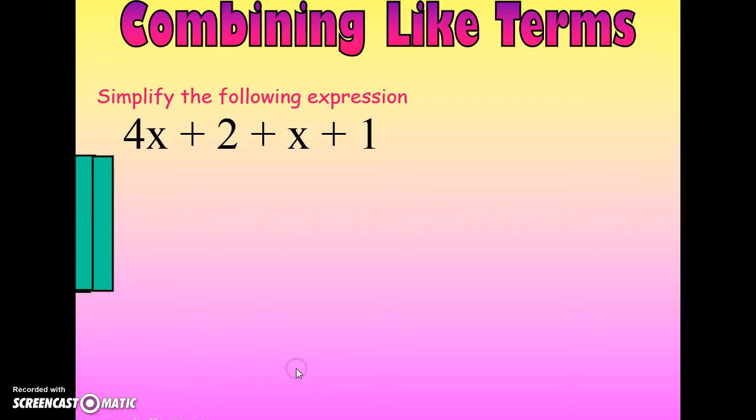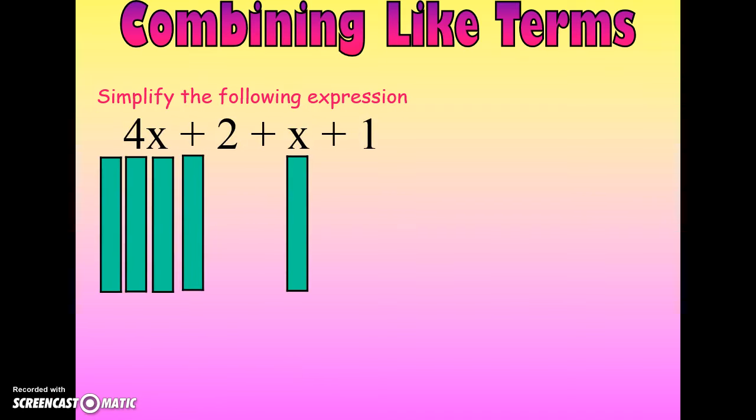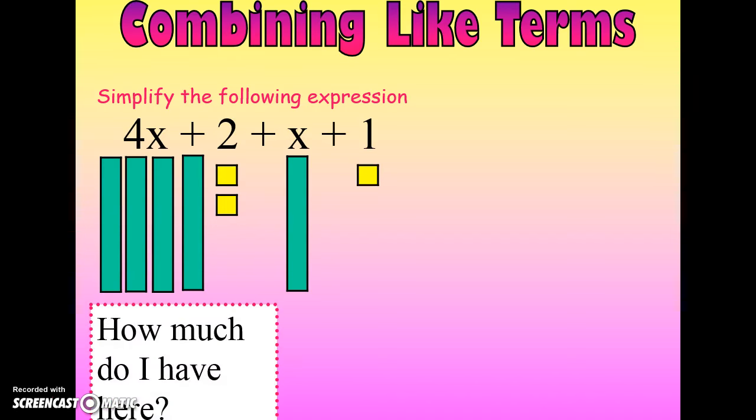Simplify the following expression. So we have 4x plus 2 plus x plus 1. So up to this point, we know our x's are represented by these green rectangles. What we're going to do for our constants, we're just going to go ahead and represent those by these little yellow squares, okay?